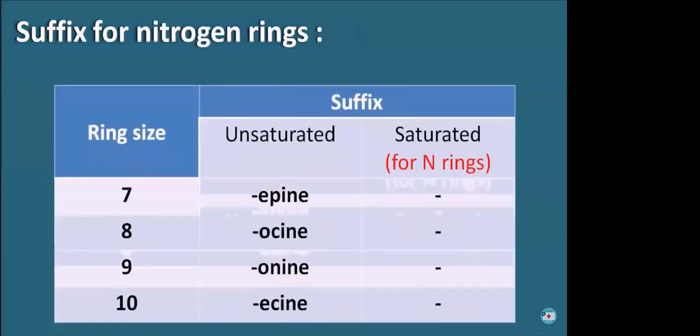Similarly, the ring size 7, the suffix, if it is unsaturated, epine, but there is no suffix for the saturated. Similarly, 8, ocine, 9, onine, and 10, ecine. So if we remember these suffixes, we can easily build the name of the heterocyclic ring system. And another important thing is the replacement nomenclature that we use along with the heterocyclic rings. For example, if nitrogen is there, nitrogen is actually replacing the carbon of the aliphatic ring.